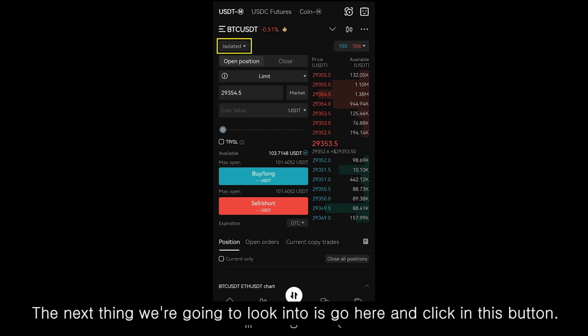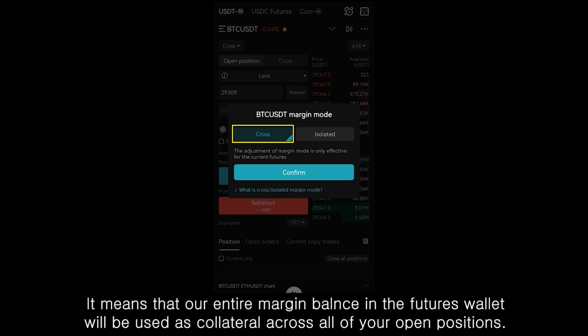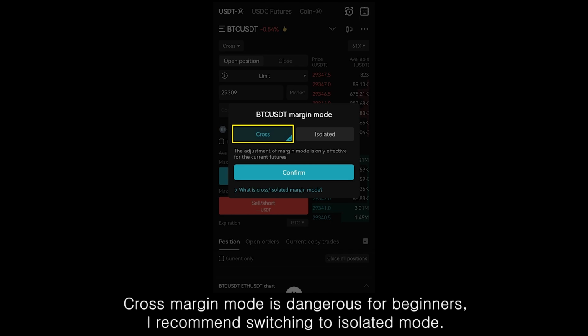The next thing we're going to look into is this button. You can choose between isolated and cross-margin mode. Currently, we are in cross-margin mode. It means that our entire margin balance in the futures wallet will be used as collateral across all of your open positions. Cross-margin mode is dangerous for beginners. I recommend switching to isolated mode.